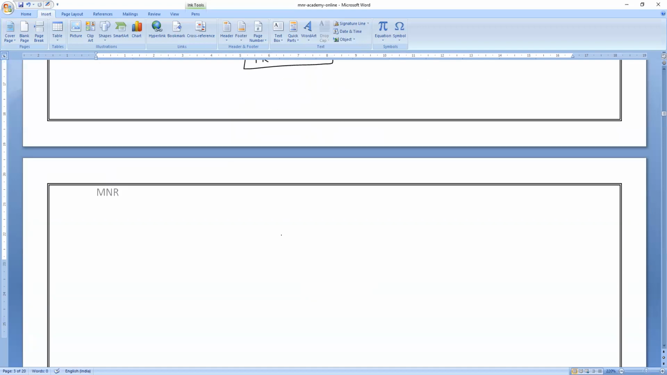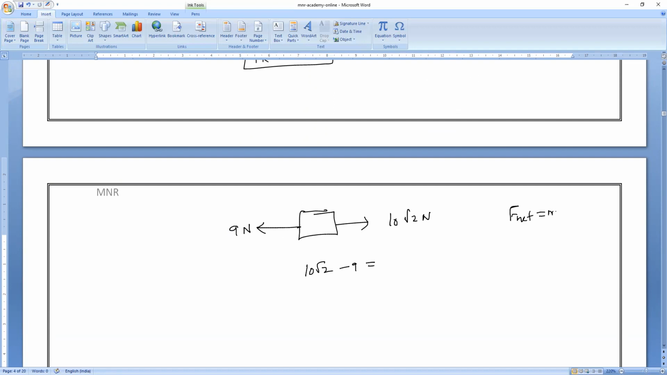So all of you observe very carefully. The body is moving with the 10 root 2 newton force in the forward direction, and backward it is acting with 9 newtons. So what will happen? We all know the net resultant force: F net is equal to MA. So 10 root 2 minus 9 is equal to 4 into A, since mass is 4 kg. 10 root 2 value, I think 14.1. Am I right or wrong, everybody?